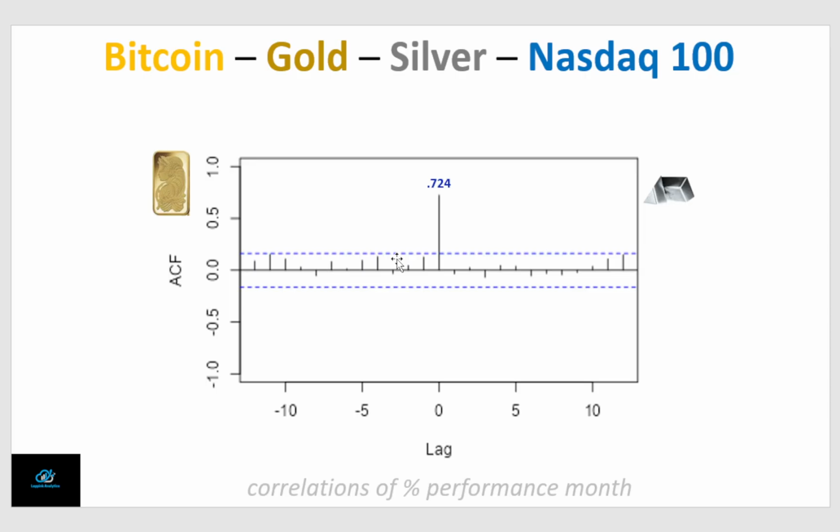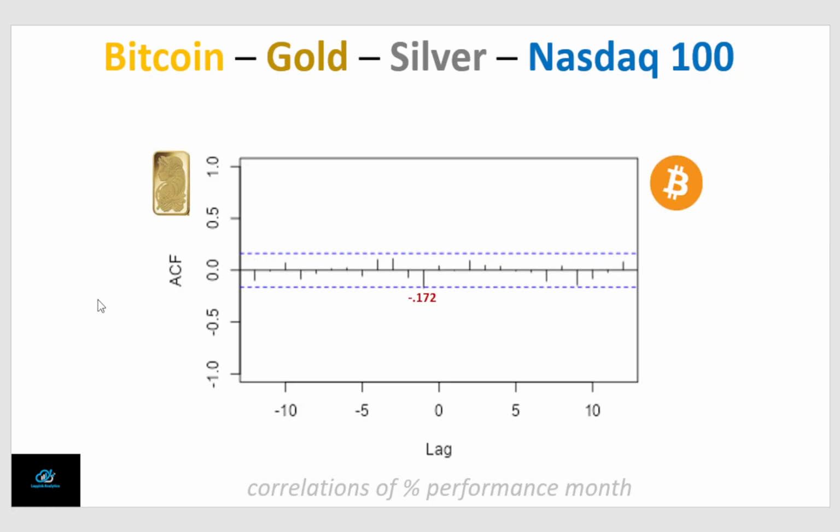Small correlations. The only correlation that stands out is the lag zero correlation, which is concurrent. But one cannot say that, for instance, gold performance in one month is predictive of silver performance several months later, or the other way around.